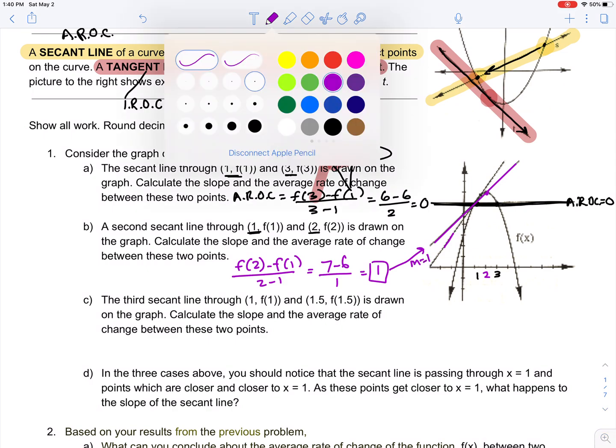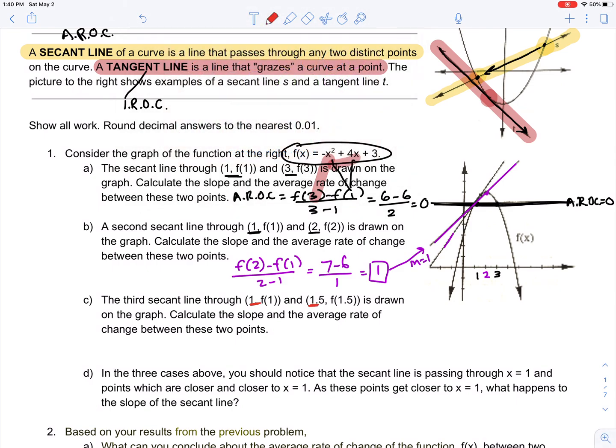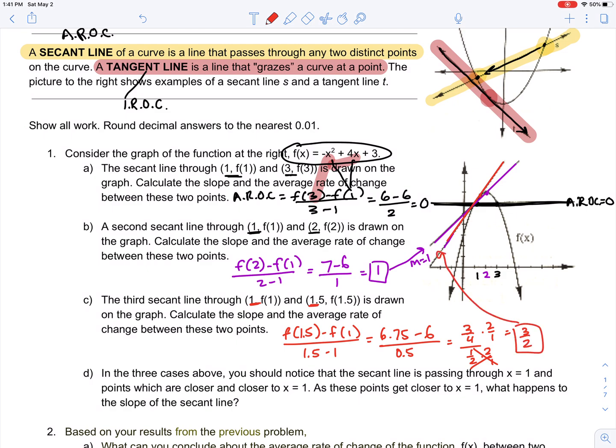And then we're going to narrow it down even further. This time we're going to go between 1 and 1.5. Our goal is to just keep narrowing this, trying to get as close to 1 as possible by narrowing our interval down, or making our h smaller, if you will. So we'll do f of 1.5 minus f of 1 all over 1.5 minus 1. I think when you plug in 1.5, you get 6.75. And then it's still 6, and this time the denominator is going to be a half. So this time we get 3/4 over 1/2. I do a lot better with fractions. So I'm going to multiply by 2 over 1, and that looks like it's going to be 3/2. So the slope of this line in red is actually 3/2.